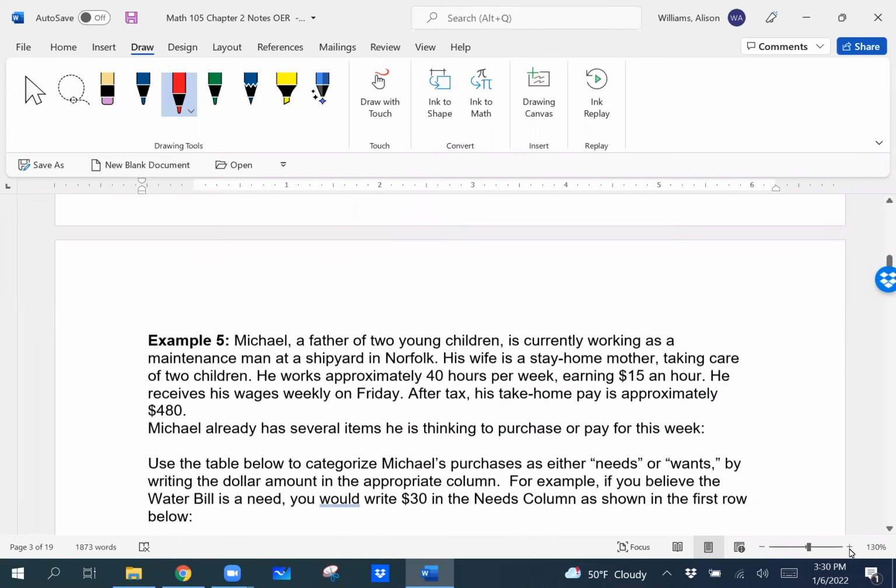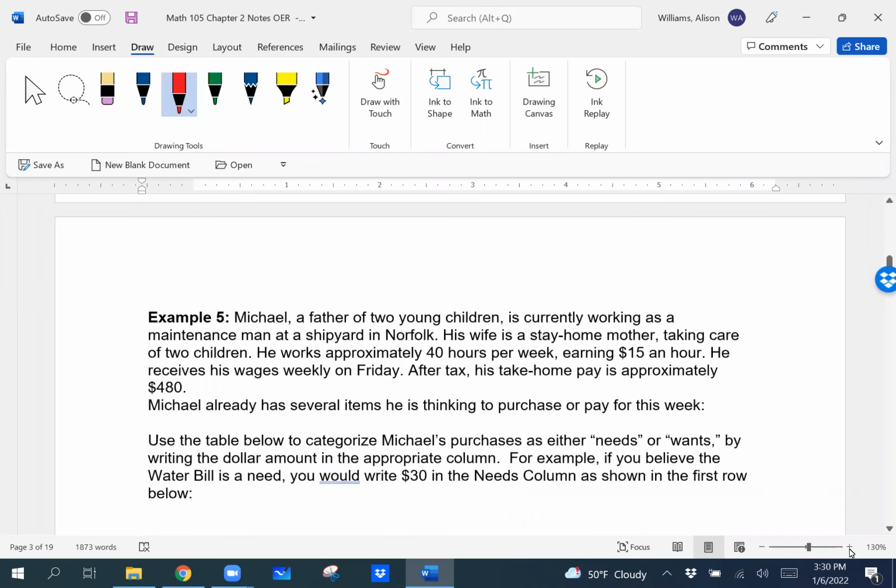So let's look at an example scenario. We have Michael, who's a father of 2 young children, currently working as a maintenance man at a shipyard. His wife stays at home. He earns, I'm sorry, 40 hours a week at $15 an hour. His take-home pay is $480, and he has items to purchase for the week. So he gets paid every week, and right now he has some items he wants to spend money on this week.